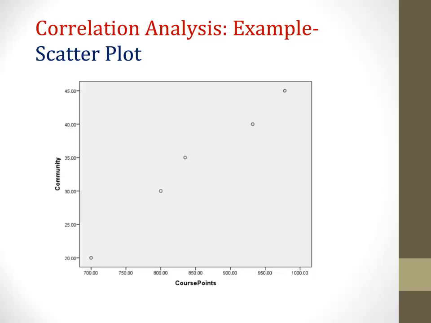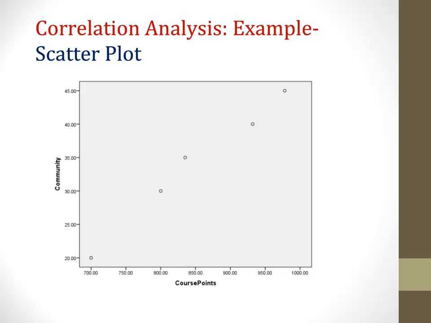You will have noticed that there is a visual trend in the pattern of dots in this scatter diagram or scatter plot. Most of the pairs of scores tended to increase together. That is, when the score on the community scale was high, the score on the course points tended to be high as well, and vice versa. We could say that the general trend was for the low scores to go with the low scores and the high scores to go with the high scores. This is an example of a pattern that represents a certain relationship between these two variables.